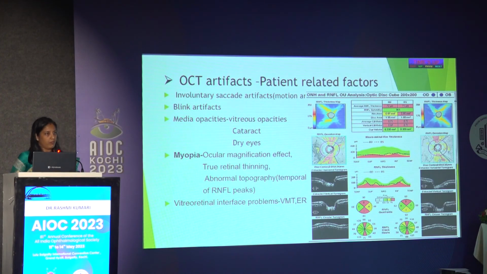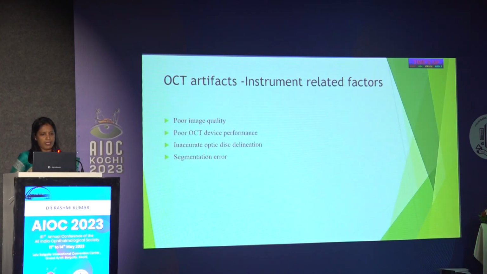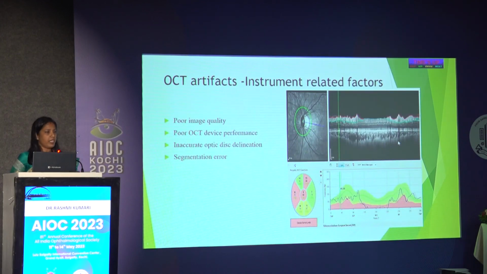Vitreoretinal interface problems like VMT can cause false positive green disease. This can miss focal changes because of retinal thinning. And patient-related factors again include some retinal edema or optic nerve head abnormalities. There can be instrument-related factors like poor image quality, poor OCT device performance, inaccurate optic disc delineation as seen in this picture. Or there can be segmentation error when the OCT machine was not able to identify each structure properly.